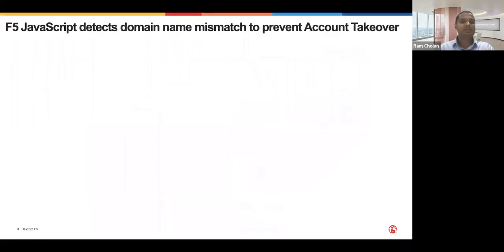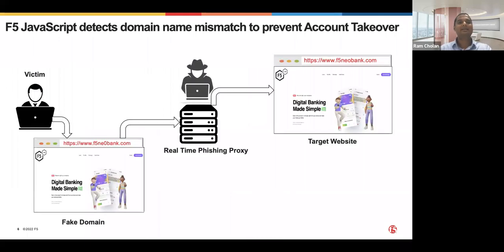And the JavaScript is used for two purposes. One is to detect the domain name mismatch. Our JavaScript would know that the expected domain name is f5neobank.com, but what's rendering in the victim's browser is something else. So it would detect that there's a domain name mismatch. It will flag it in the JavaScript, and when it's sent to our cloud, we can identify this is not the expected domain and mitigate this attack.